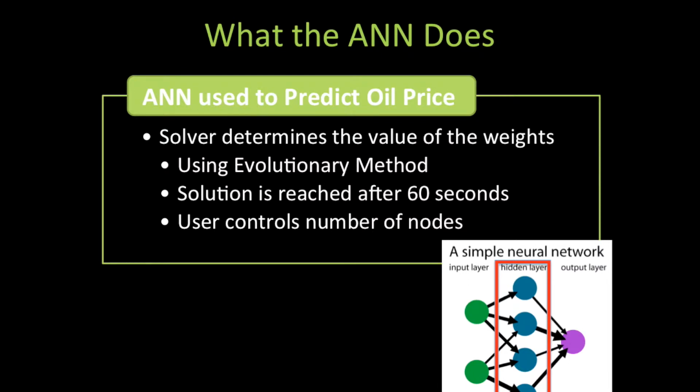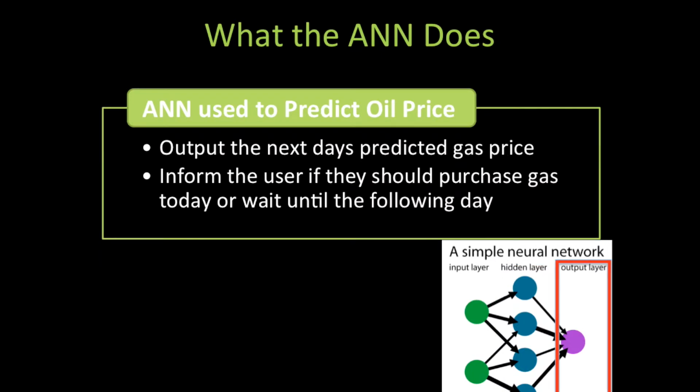We use the evolutionary method due to the nonlinear nature of oil prices, and the solution is reached after 60 seconds of runtime. The user again controls the number of neurons, improving the accuracy or decreasing the accuracy within the 60-second time frame. We then have the final output layer, where we output the next day's predicted gas price and inform the users if they should purchase gas today or wait until the following day.